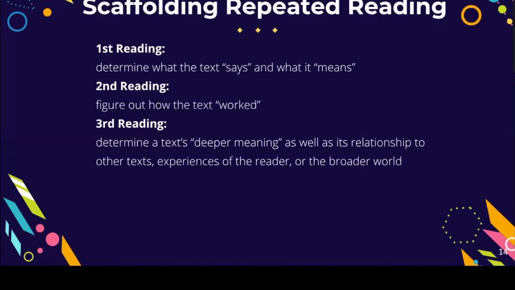And following the gist reading or finding out what it says or what it means, and during a second reading, they could be working on figuring out how the text worked. So how did it flow, and why did the author write it this way? Why do you think the author would use these pieces?